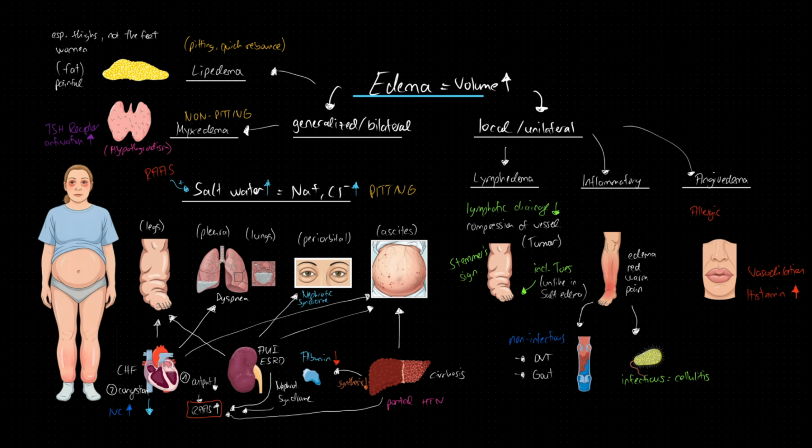Let's summarize today's topic. First, edema is classified as pitting or non-pitting. Saltwater edema from heart failure, kidney disease, liver cirrhosis, and nephrotic syndrome is typically pitting, whereas myxedema is non-pitting. Lipedema is technically pitting but rebounds quickly. Second, the most common cause of bilateral edema are heart failure, chronic kidney disease, nephrotic syndrome, liver cirrhosis, or medications. Third, unilateral edema is most commonly caused by deep vein thrombosis or cellulitis, or it might be lymphedema.